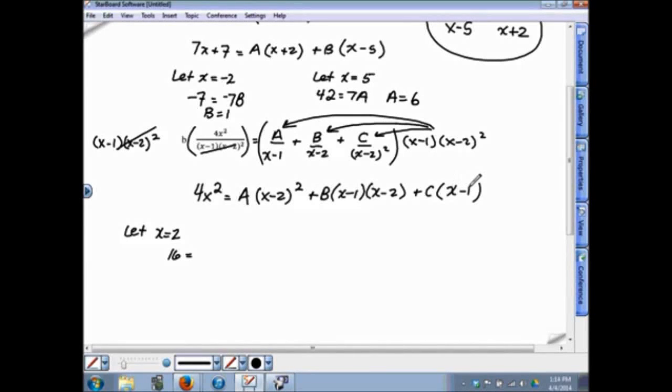And over here, 2 minus 1 is 1. 1 times c is c. So right off the bat, we get that c is equal to 16. Now another convenient value we can choose is let x equal 1.